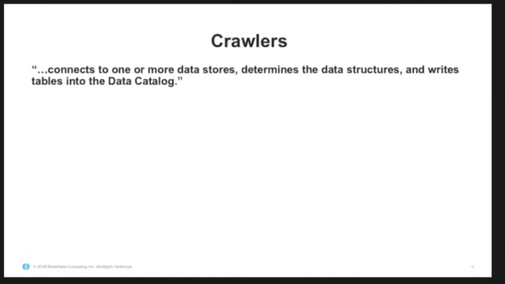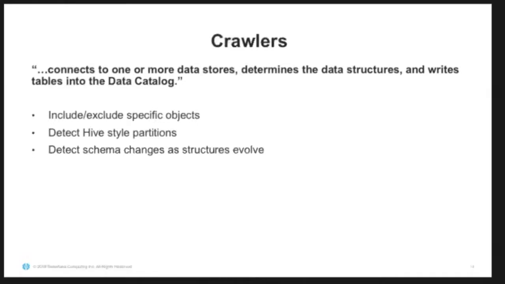So crawlers connect to one or more data stores, figure out the data structure, and then write that into your data catalog. Configuring the crawlers, you can include or exclude specific objects and file paths. There's a lot of configuration you can do with it. It can detect the partitions, so if you have partitions broken out into folder structure in S3, it can figure that out. It also detects schema changes.